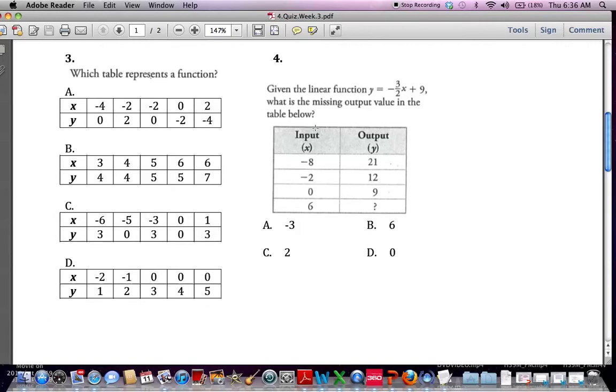Number 4, given the linear function y equals negative 3/2 x plus 9, what is the missing output value in the table below? Okay, so what's missing? We're trying to find where the question mark is. All right. Input is x, output is y. So what's the missing value?